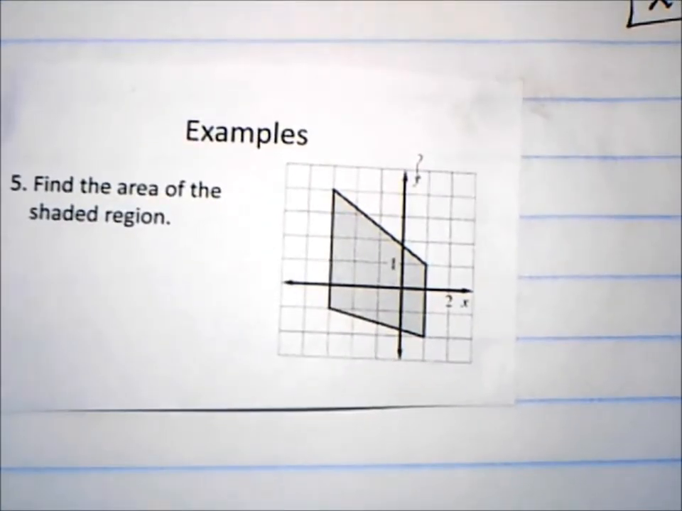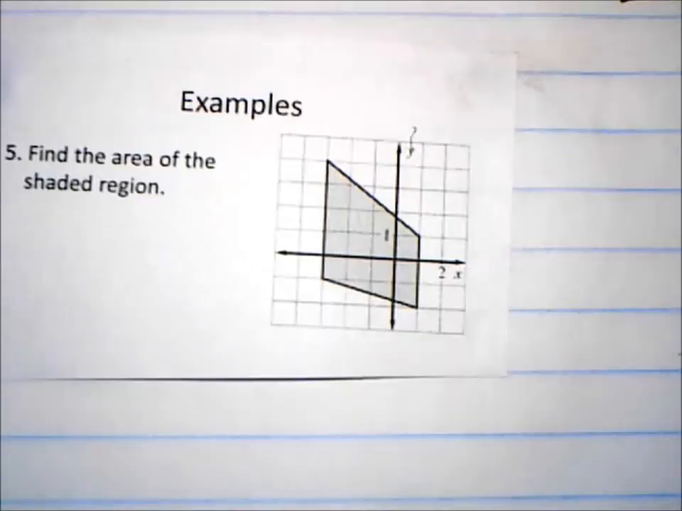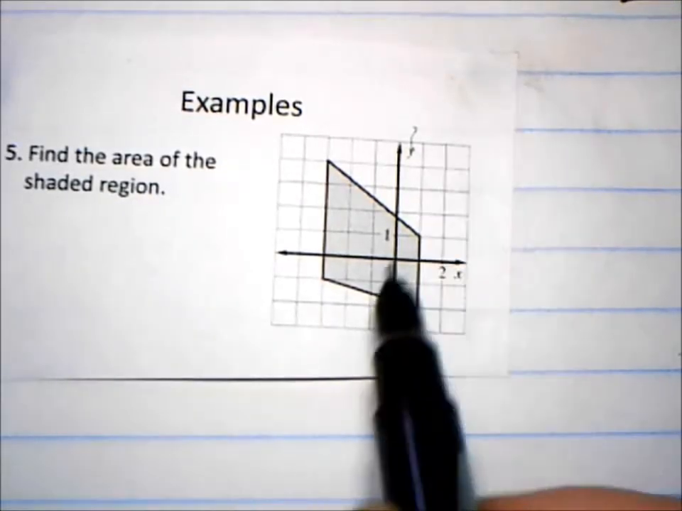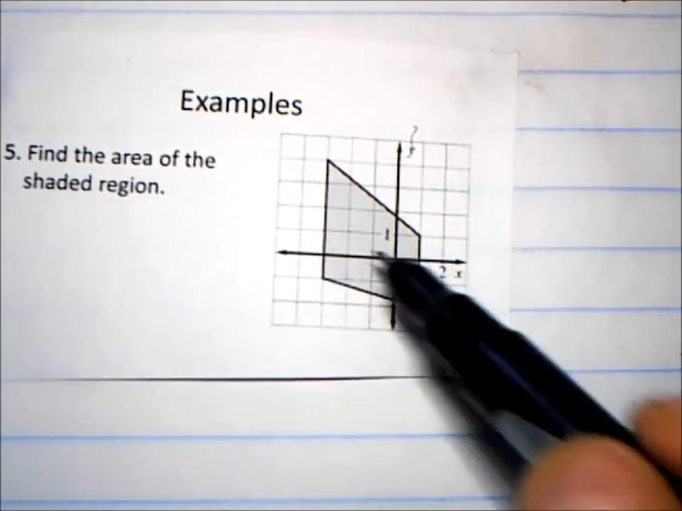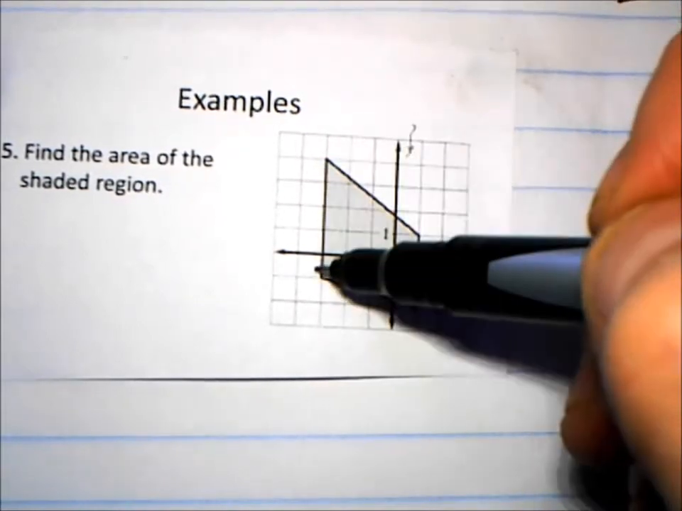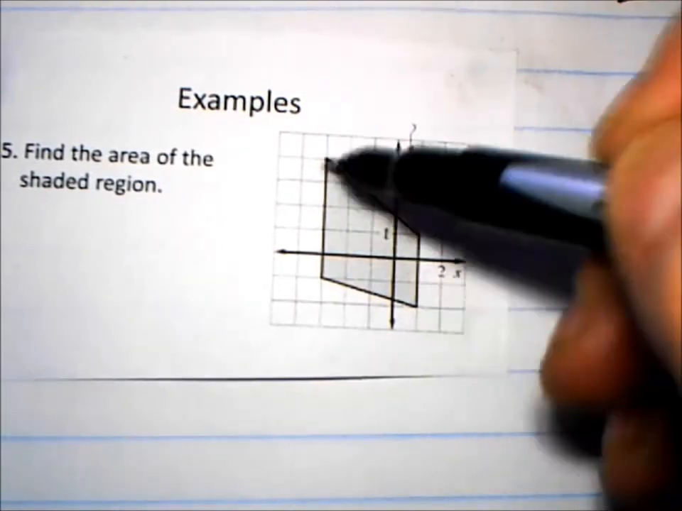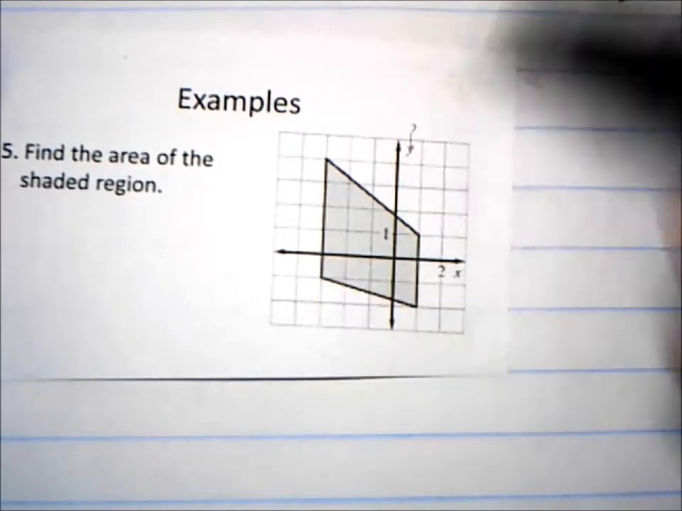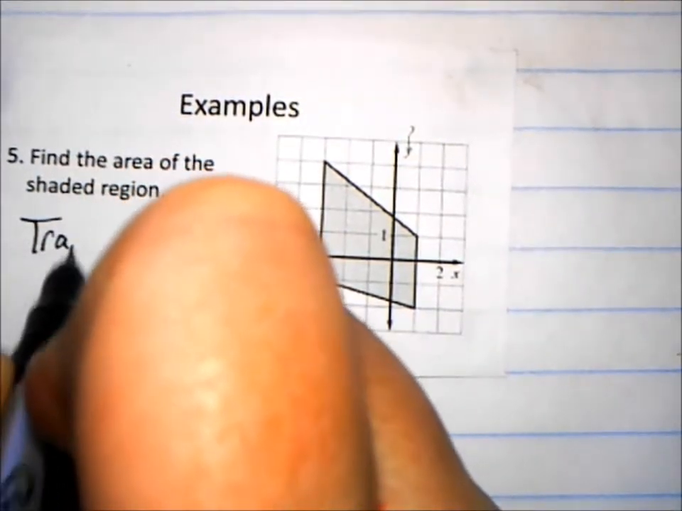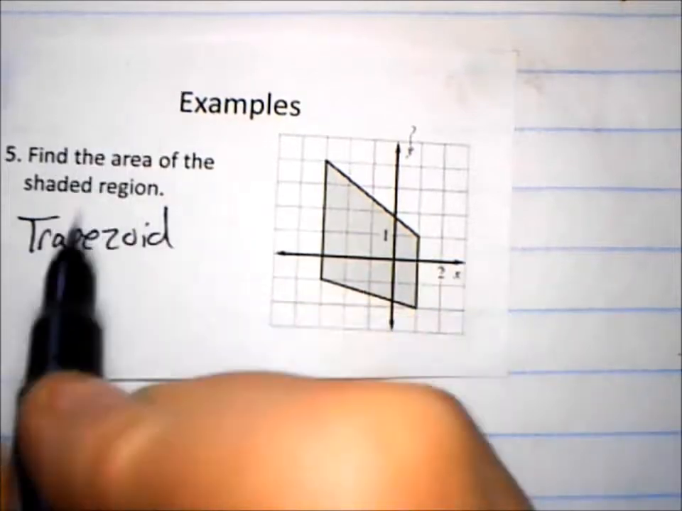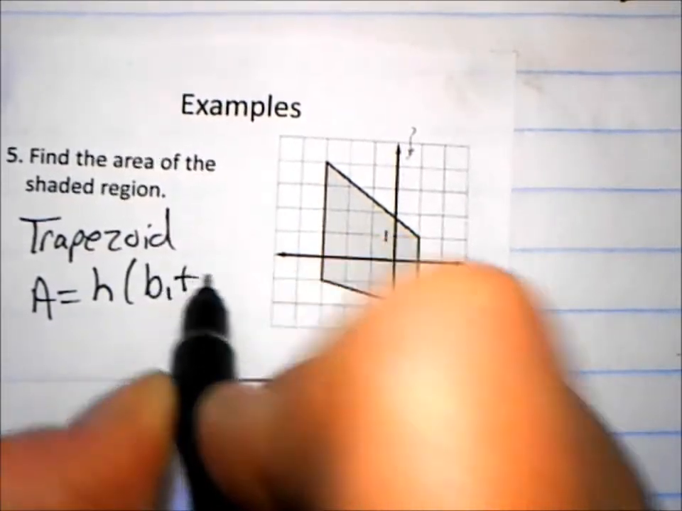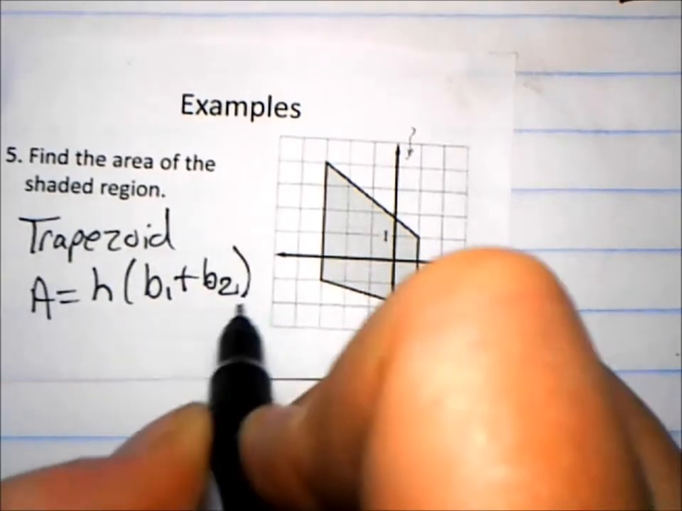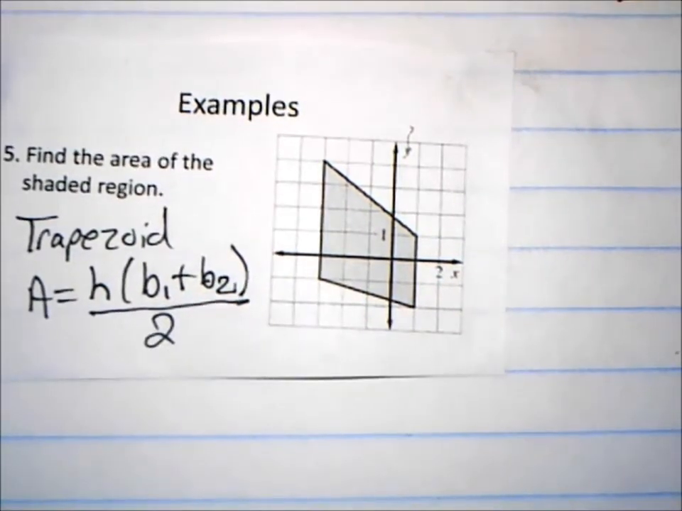And if I go to number 5 in the examples, it says we want to find the area of the shaded region. Notice this is on a coordinate plane that I'm looking at. If I'm trying to identify the shape, this particular shape, notice I have 2 parallel sides, and then I have 2 legs on the other side. Since these lines are vertical, that means they're parallel. That means this is a trapezoid.